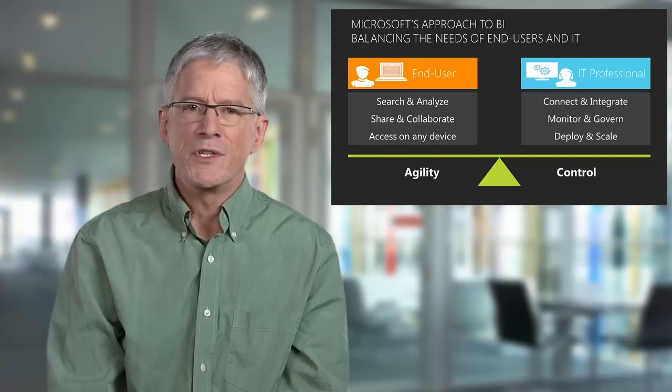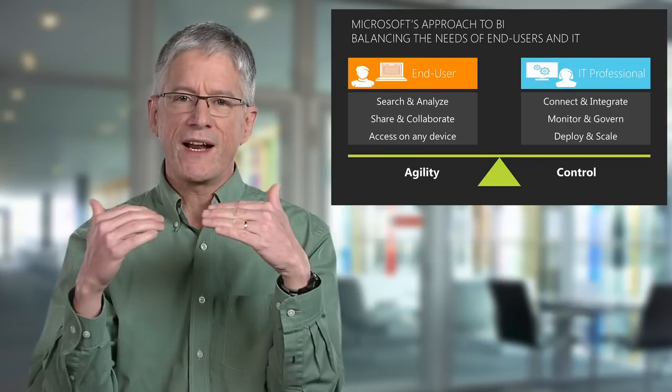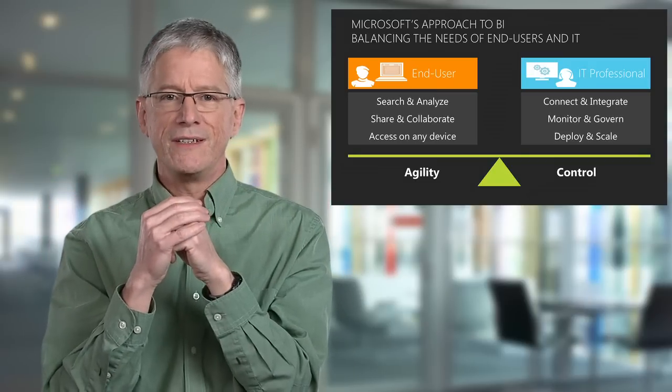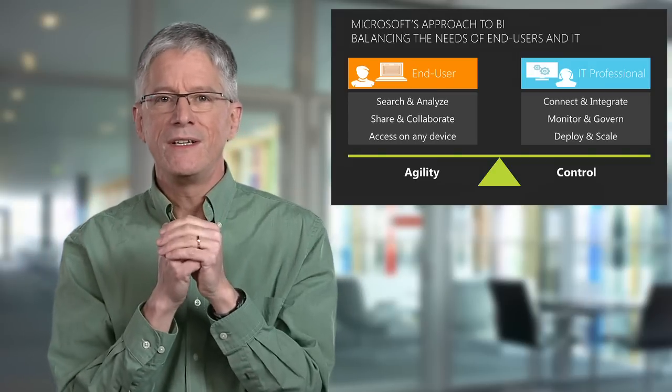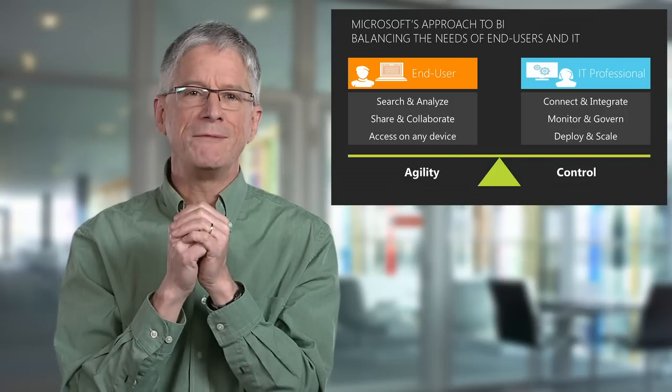6 or 7 years ago, we took a look at this and said, why does it have to be an or? Let's take an approach where we said, how do we make this an and? Let's do control and agility. Let's do control and empowerment. And we took a look at the various sides and tried to figure out how we could do that.